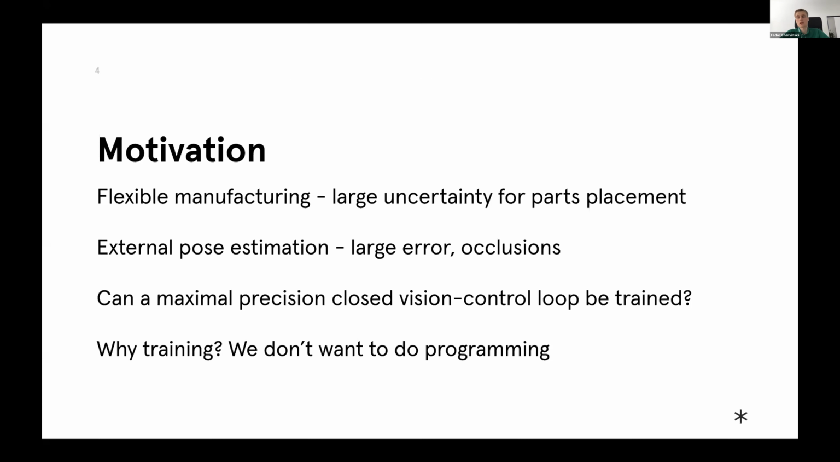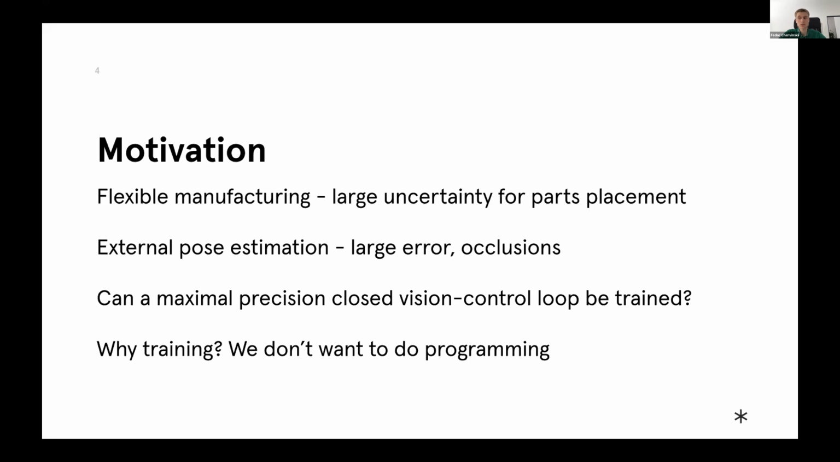As we are talking on behalf of industry here, a real need for flexible manufacturing brought us here. For robotic assembly, flexibility comes mostly at the cost of uncertainty, for example, for parts placement. This used to be solved by doing external pose estimation, then planning, then executing the trajectory. But this leads to summing up the errors of all the methods. And if we have occlusions, then we have problems with external sensors.